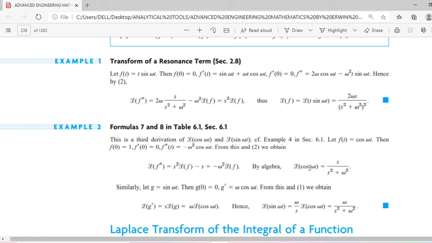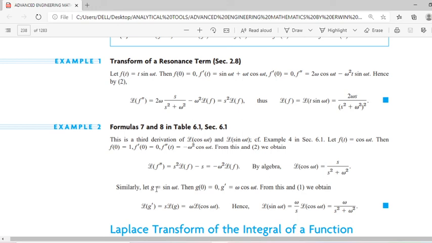Okay. And the second function is g of t is equal to sin omega t. So g of 0 is 0, g dash of t is equal to omega into cos omega t. So g dash of 0 is equal to omega. Okay. So what is L of g dash? s into L of g minus g of 0, that is 0.